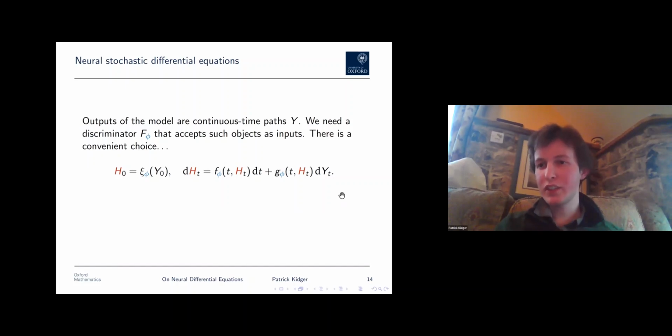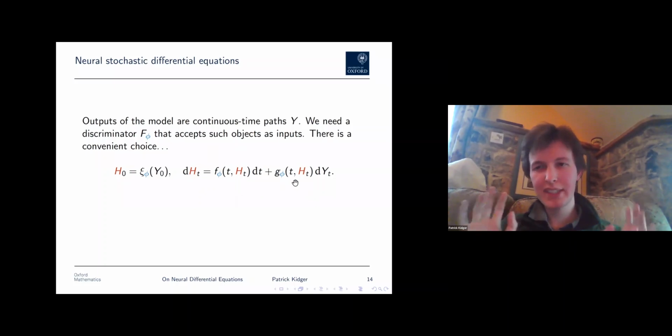But an equally fine thing to try and do is to classify real time series versus fake time series generated from an SDE. And this is exactly what I'm doing here. So I've written it down in a slightly different form. I'm adopting a kind of stochastic notation convention instead, but that's not really important.